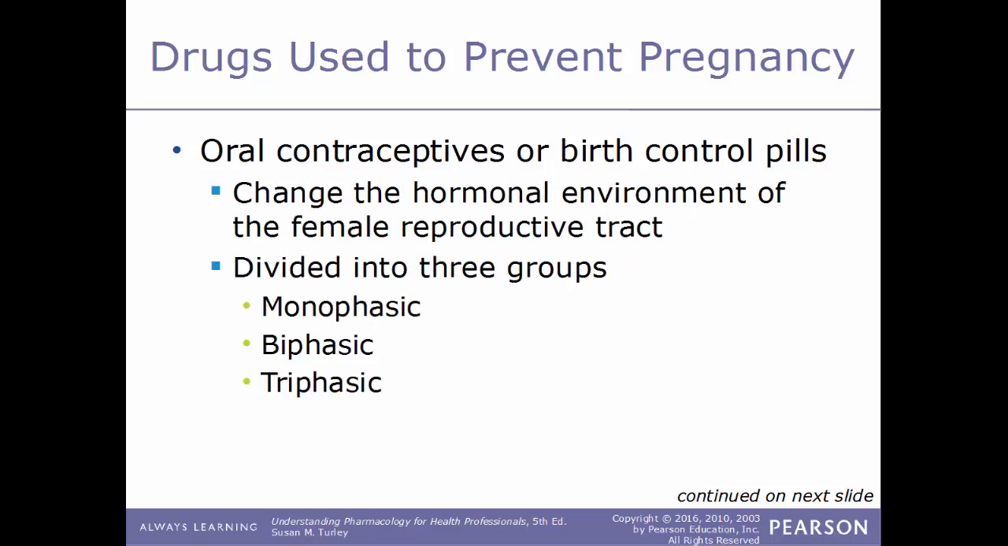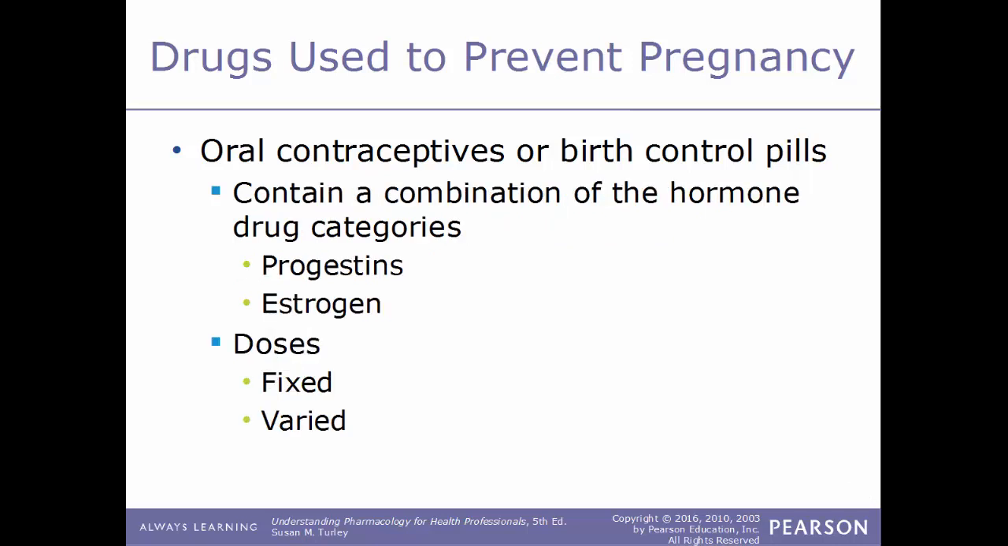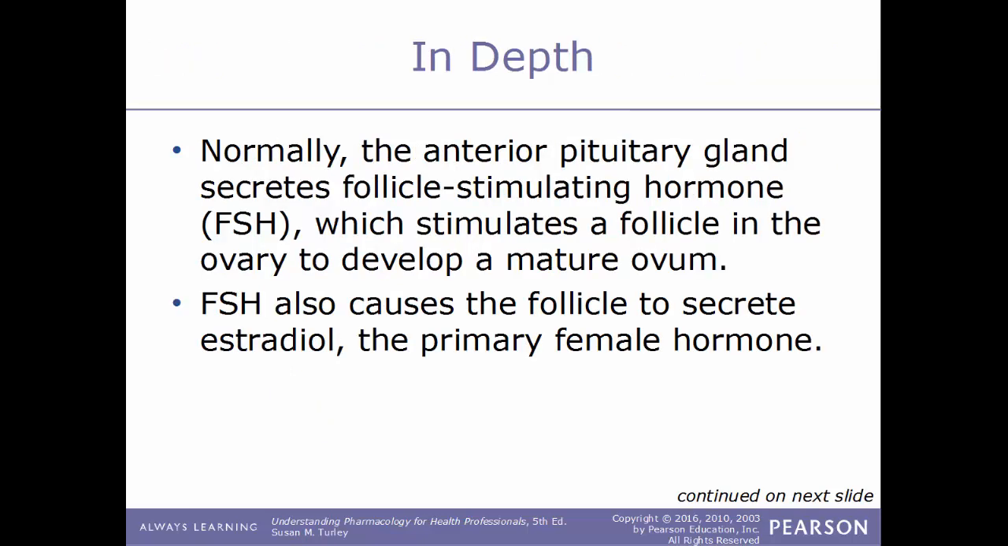These act because they change the hormonal environment of the female reproductive tract, and they are divided into one of three groups: monophasic, biphasic, and triphasic. Birth control pills like this contain a combination of hormone drug categories, including progestins and estrogen. The doses can either be fixed or varied. Now we'll talk a little bit more in depth.